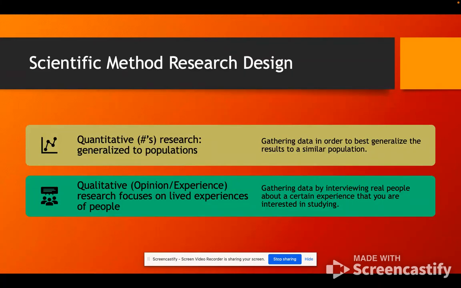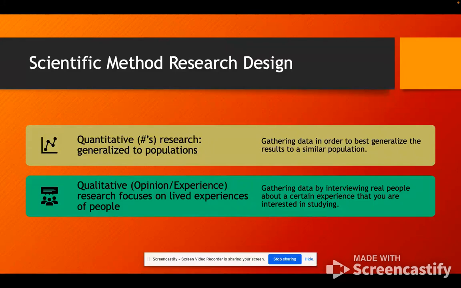Main purpose of your quantitative research is to gather data from enough subjects, which are your people being studied, to be able to generalize the results, making you think, what I found to be so for this group of people will probably be the same for all people who are similar. Think quantitative, you're going to think numbers.